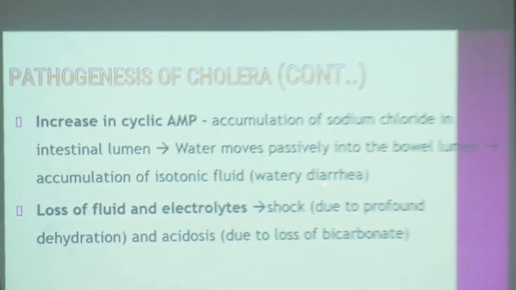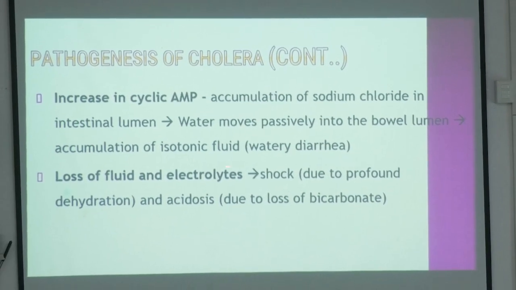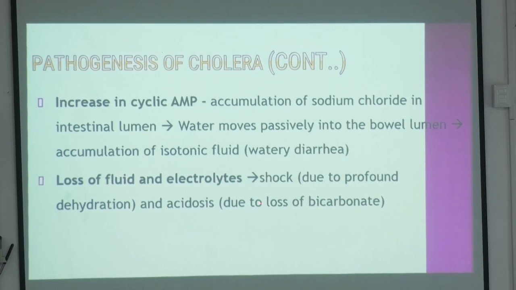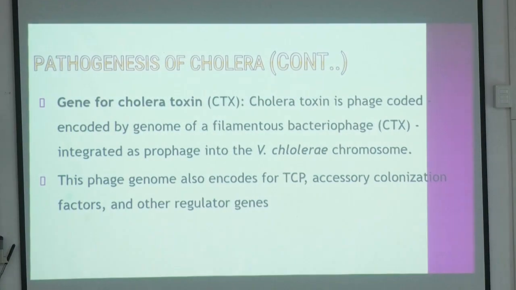So accumulation of sodium chloride in the intestinal lumen, water moves passively into the bowel lumen and accumulates as isotonic fluid, causing watery diarrhea. Loss of fluid and electrolytes causes shock due to profound dehydration, and acidosis due to loss of bicarbonate.